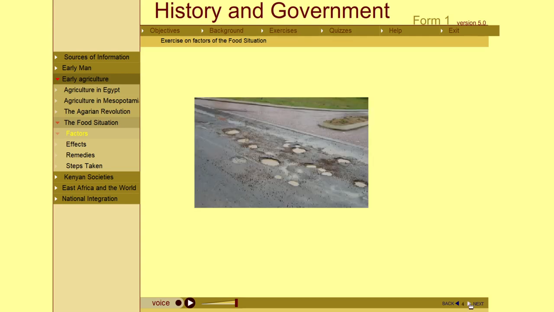11. Pests and diseases. 12. Poor and inadequate storage facilities, which have reduced food availability. A great amount of harvested crops goes to waste due to attacks by weevils. 13. HIV and AIDS. 14. Poor economic planning. And 15. Neglect of drought-resistant crops.